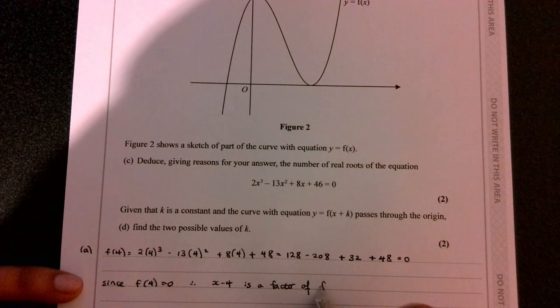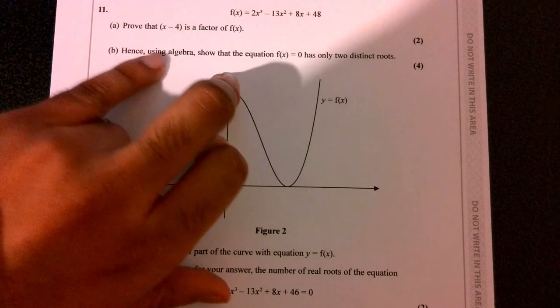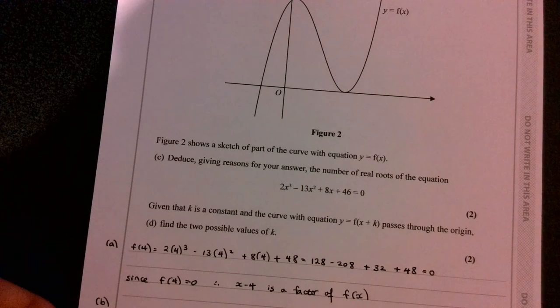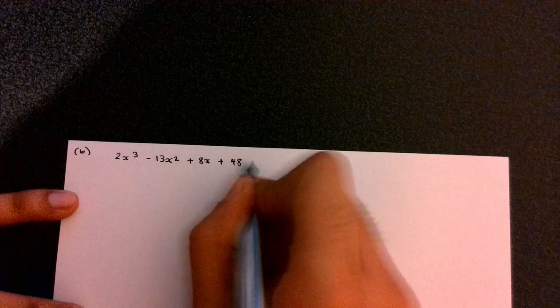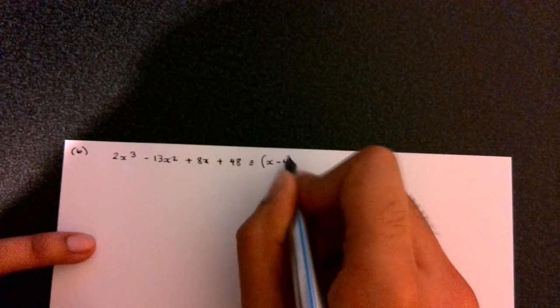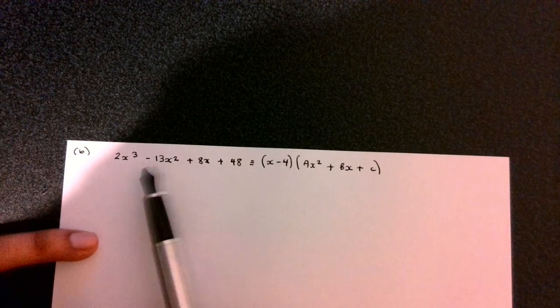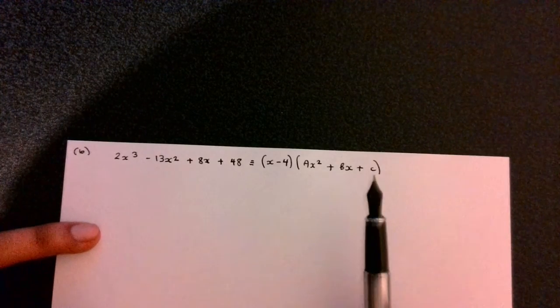Now for part B, we have to hence deduce, using algebra, that the equation f of x equals 0 has only two distinct roots. I'll do this on a separate page. We've got our cubic for part B, 2x cubed minus 13x squared plus 8x plus 48, and this will equal our linear factor x minus 4 multiplied by our quadratic factor ax squared plus bx plus c. The reason I'm doing this is because I want to see if this can be simplified any further, and if I get two roots from this, then we can conclude that we've only got two distinct roots.